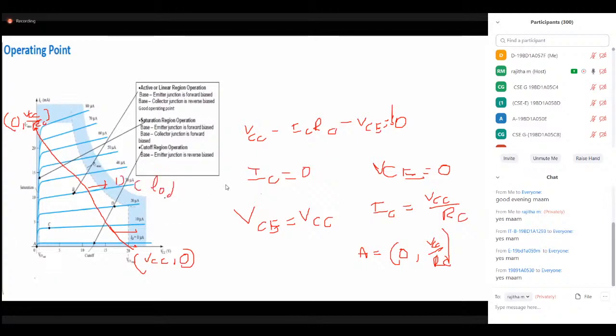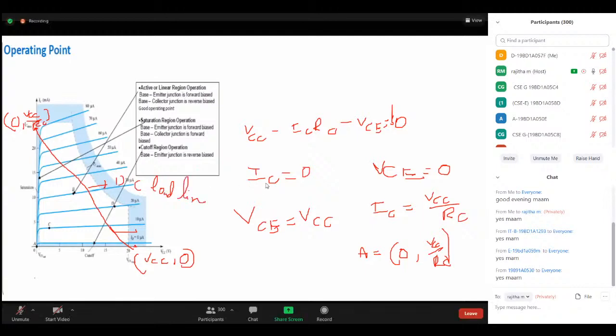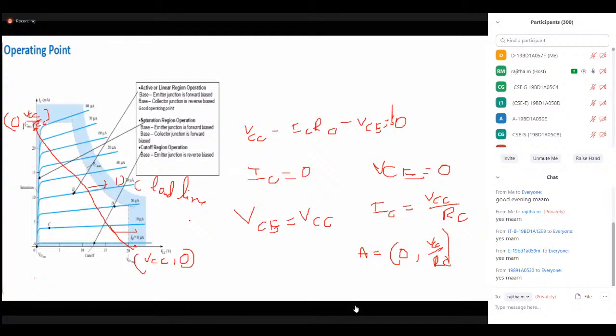How we are obtaining this load line is by just substituting the values of collector to emitter operating voltage as well as the operating current. In order to obtain this voltage, we have taken the collector current as 0, then we get VCE equal to VCC. I already said that if collector current is 0, then collector to emitter voltage is approximately equal to VCC.